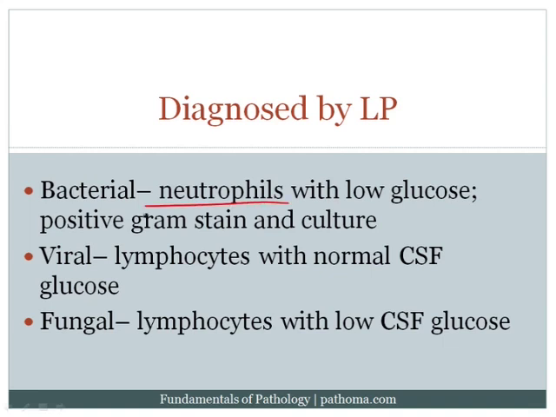So, for example, neutrophils with low glucose would be seen with bacteria. Now, neutrophils, of course, because that's the cell that fights bacterial infection. And then in addition, the glucose would be low because the bacteria, they consume glucose. Now, recall that the normal glucose in the CSF is about 2/3 of that what is present in the serum. So, for example, if the serum glucose is normally 100, then the normal CSF glucose would be about 66. And so bacteria, they'll consume glucose, giving you a low glucose. So neutrophils plus low glucose. In addition, you'll often see a positive gram stain and culture.